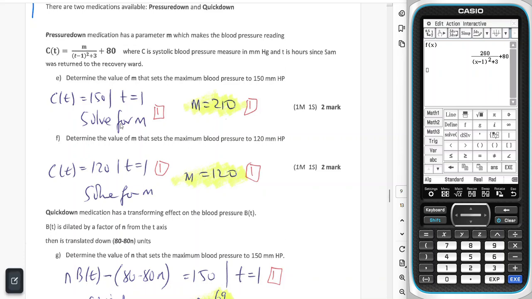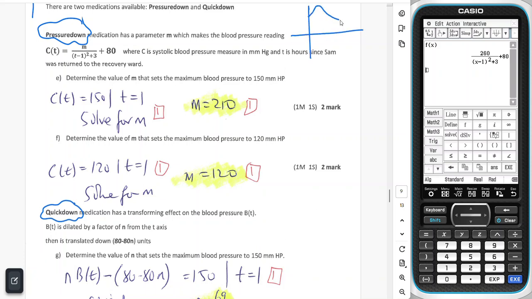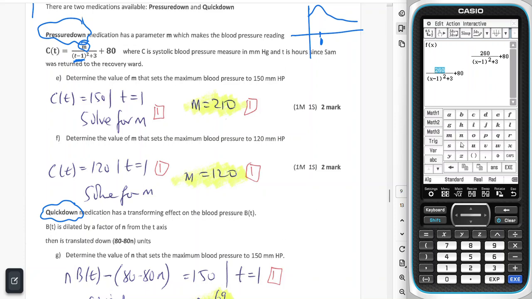So now the question moves on to parts E and F, exploring a medication called Pressure Down, and in G's case, a medication called Quick Down. And remember, I'm aware that the maximum will occur when T equals 1, as long as this is still the same, and it is. The only thing that's changed is I now have an M instead of the 260. So if I put an M there, that is now the effect of using Pressure Down.